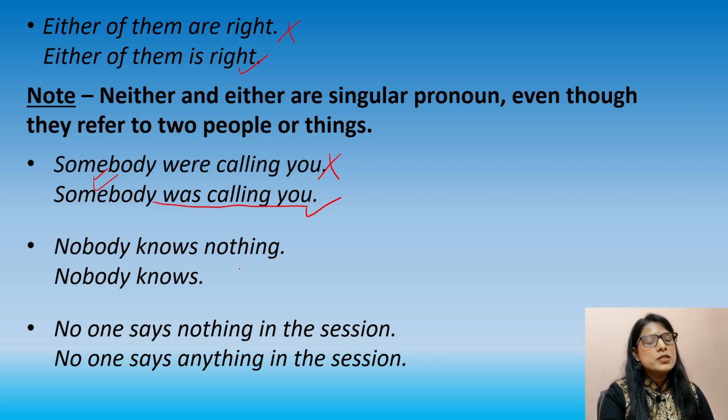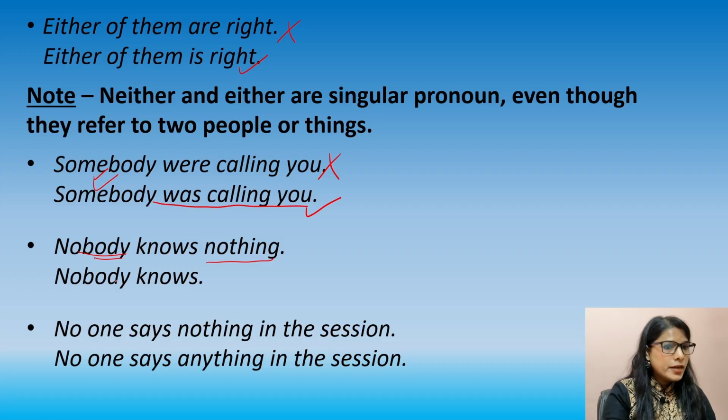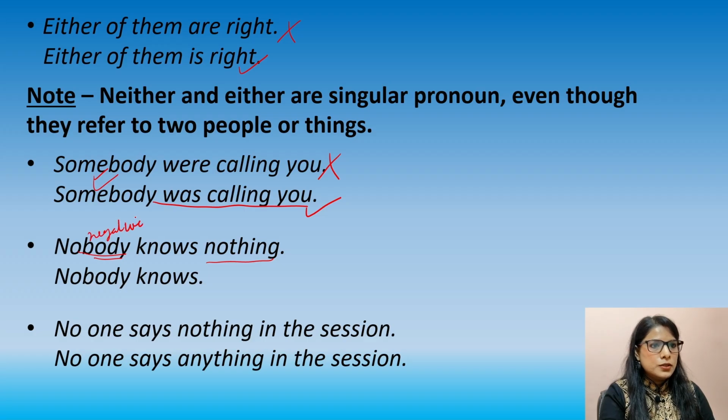Nobody knows nothing. अच्छा, I have seen many people speaking like that. This is unnatural, though it seems natural. Why? Because first of all, nobody is a singular subject, and nobody is itself a negative word. ये पहले खुद ही negative word है. तो we won't say nobody knows nothing. No, we don't say like this.